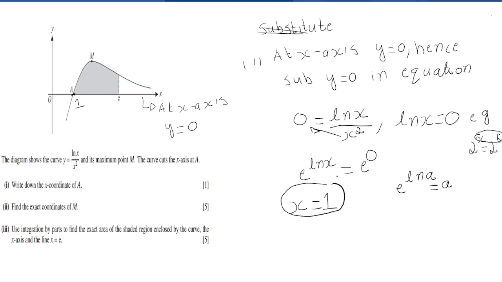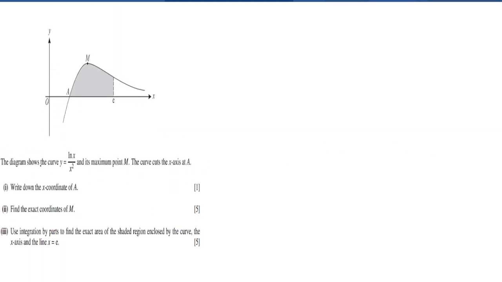Now we're going to move to the second part, where we have to find the exact coordinate of M. So we know that this is equal to 1. Now we're going to find the exact coordinate of M. As M is the maximum point, we know that at the maximum point dy over dx is equal to 0.